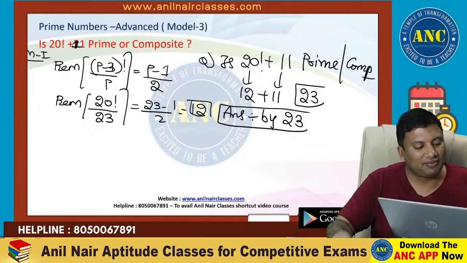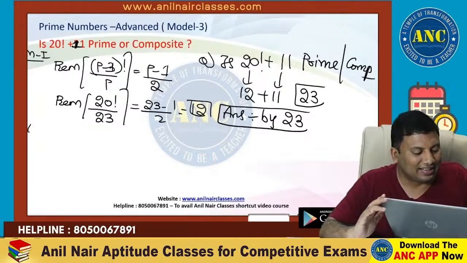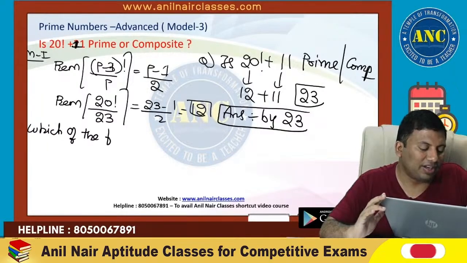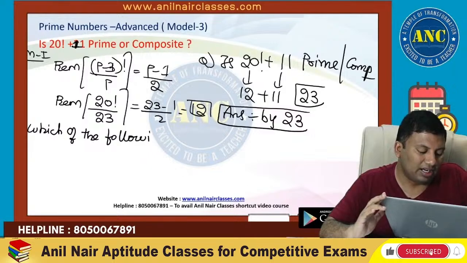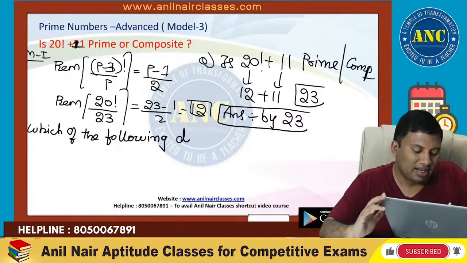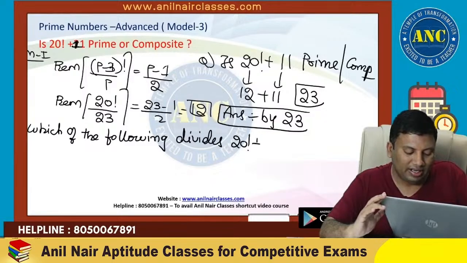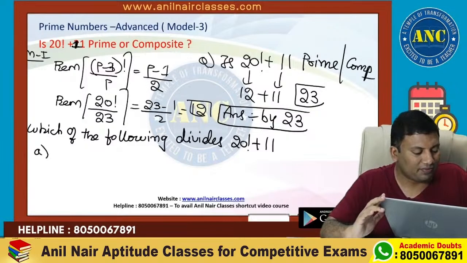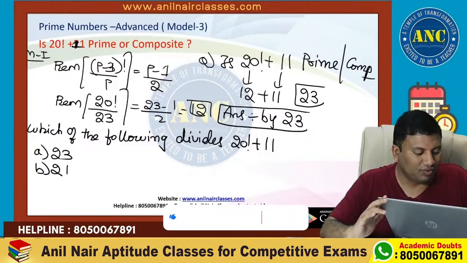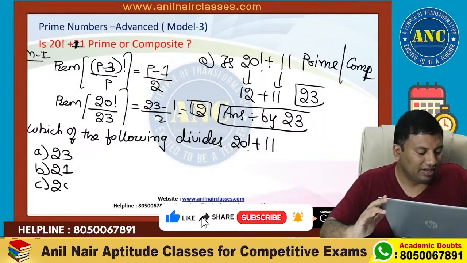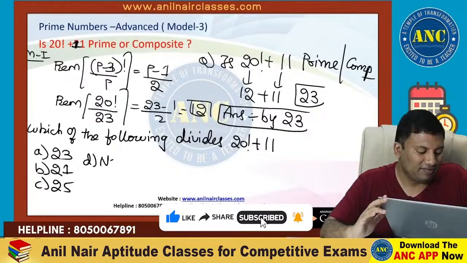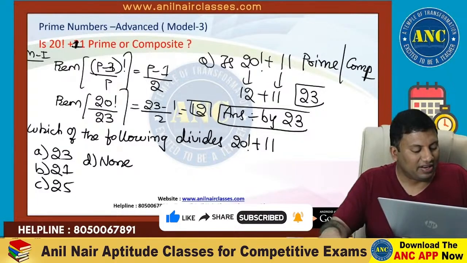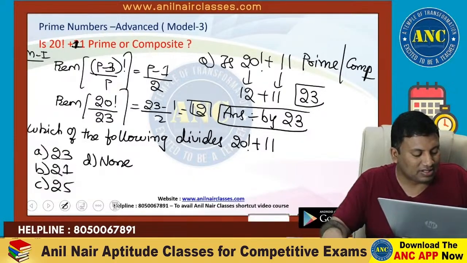The best way of asking this question is like this. With 21 also, if you want, I will discuss. Which of the following divides 20 factorial plus 11? Options: 23, 21, 25, none of these. This is the best way of solving.